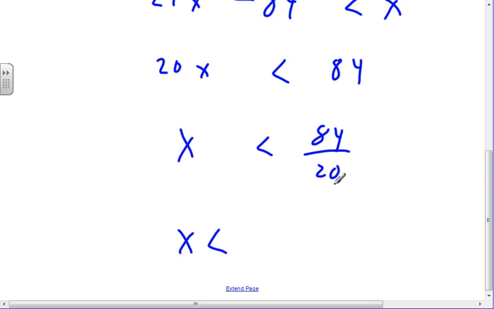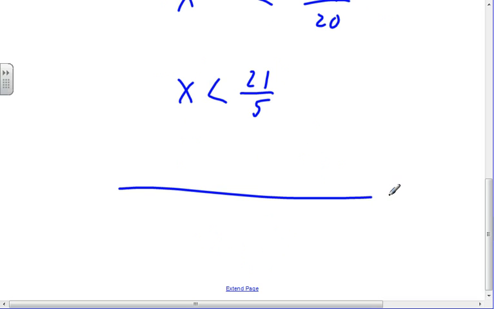x is less than, 4 goes into both of them, 21 divided by 5. All right, so there we go. There's a 21 divided by 5, and it's that way.